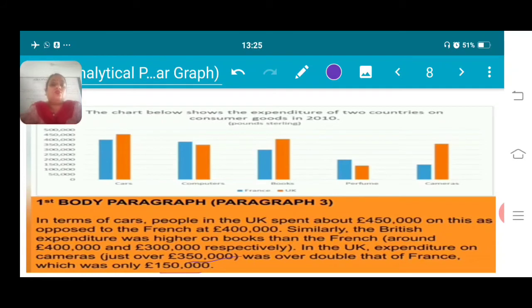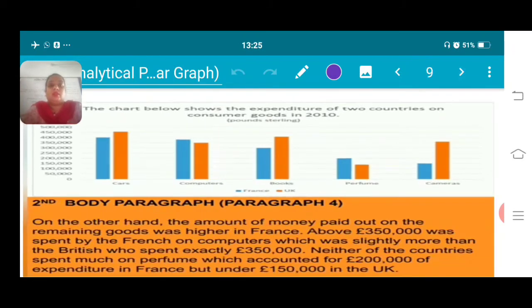Okay, next we have to work on body paragraph number 2, which would be paragraph number 4 of your analytical paragraph. Let's see how we have to do it. On the other hand, the amount of money paid out on the remaining goods was higher in France. Above 350,000 pounds was spent by the French on computers, which was slightly more than the British, who spent exactly 350,000 pounds. Neither of the countries spent much on perfumes.